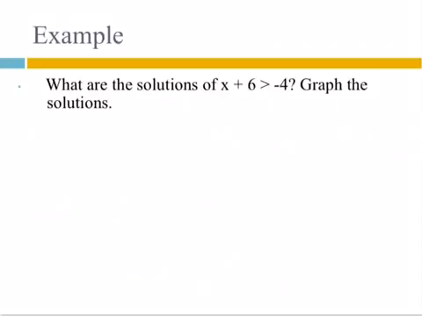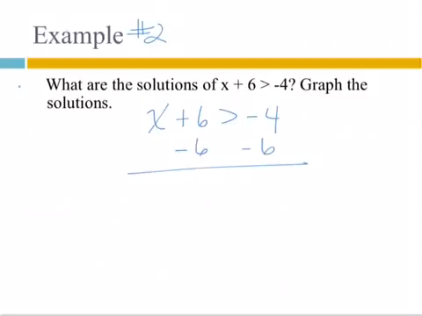Here is example number 2 in your notebooks. Go ahead and write down the equation x plus 6 is greater than negative 4. And we're going to look for these solutions. To solve this, just like we would solve an equation, we would subtract 6 from both sides. So on the left, we have x. On the right, we have a negative 10. And we see, as we bring the inequality straight down, that x is greater than negative 10.